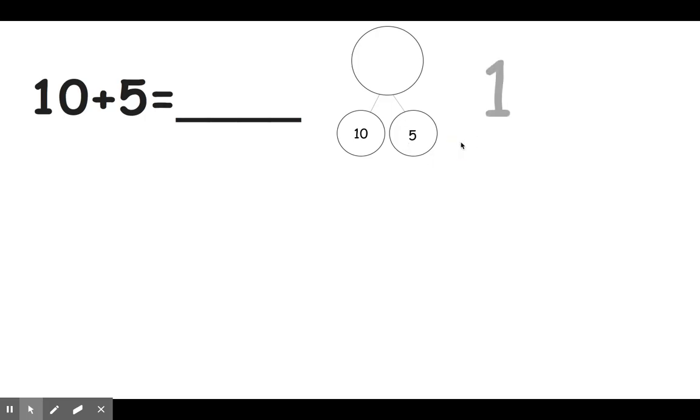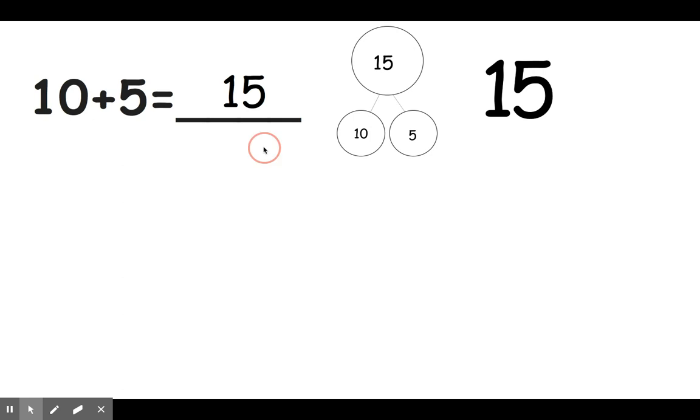So let's think about this. We have 1 ten and we have 5 ones. What number is created with 1 ten and 5 ones? If you said 15, you're correct. 10 plus 5 equals 15. The number 15 has 1 ten and 5 ones.